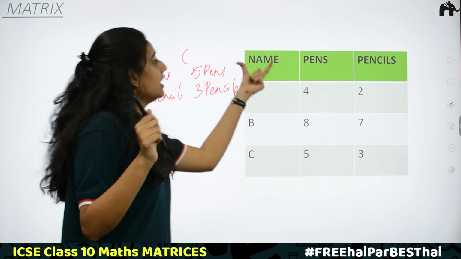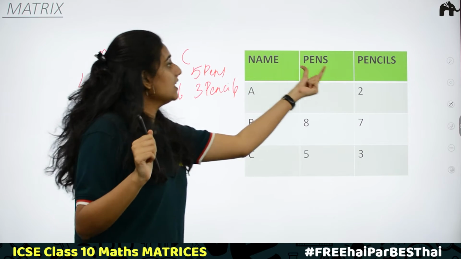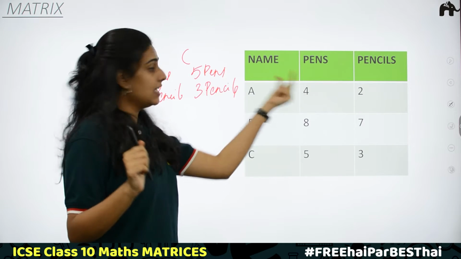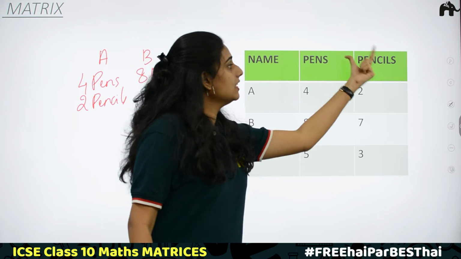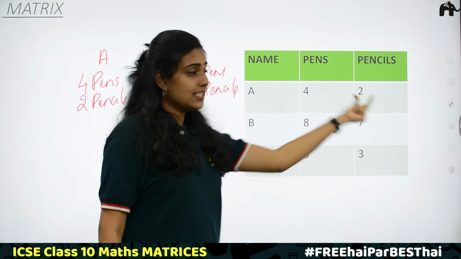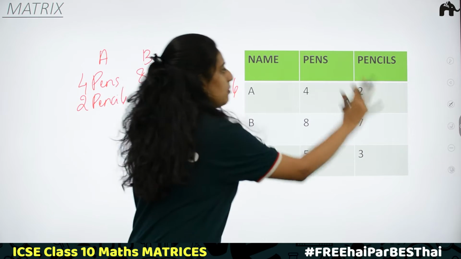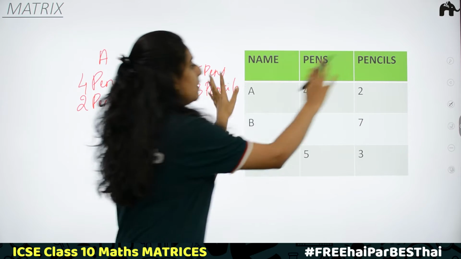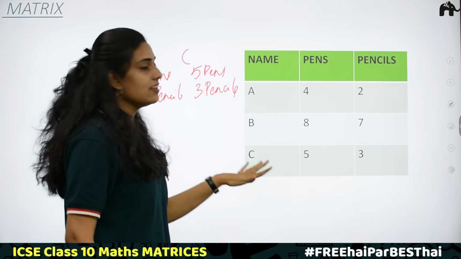Here we have the name of the students A, B and C. In the second, we have number of pens. A has 4 pens, B has 8 pens and C has 5 pens. Third, we have number of pencils. Here A has 2 pencils, B has 7 pencils and C has 3 pencils. This is a tabular representation. When this statement is converted into a tabular representation, just by looking at this table, we can understand what A has, what B has and what C has.